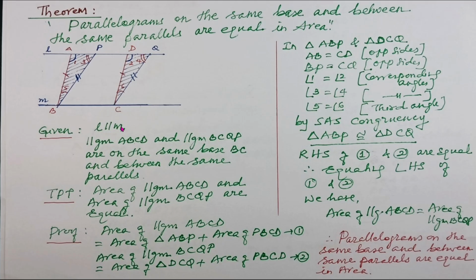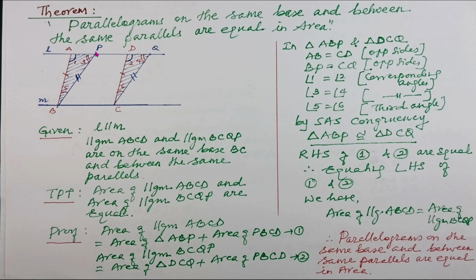Now for that, let us understand how to prove it. Now let us find the area of parallelogram ABCD first. Area of parallelogram ABCD is equal to area of the triangle ABP and area of the trapezium PBCD, that is, area of triangle ABP plus area of trapezium PBCD. Let us call this as 1.